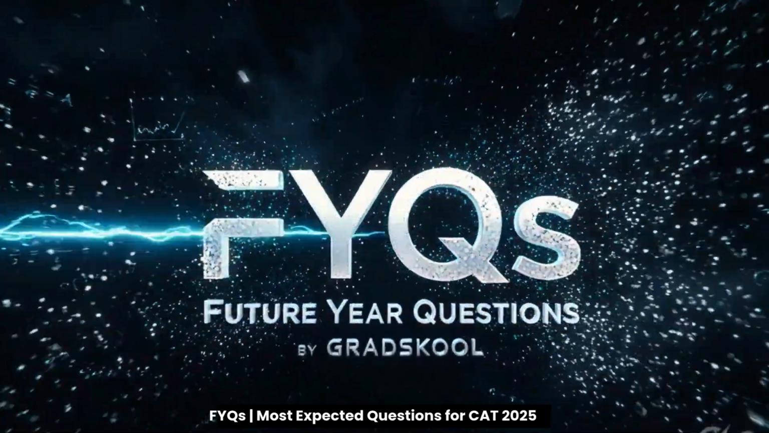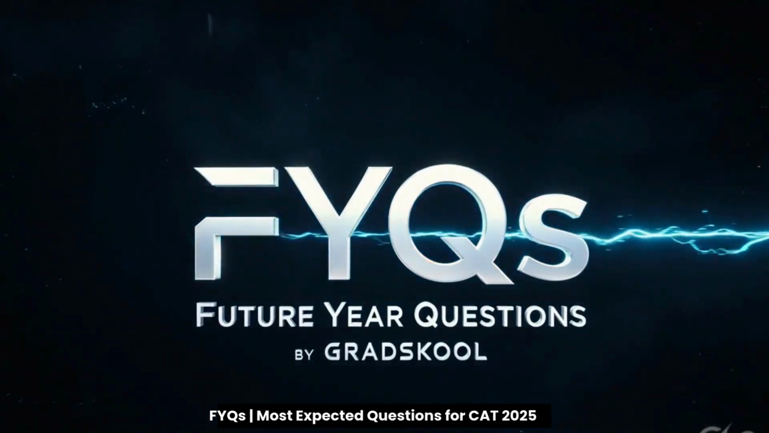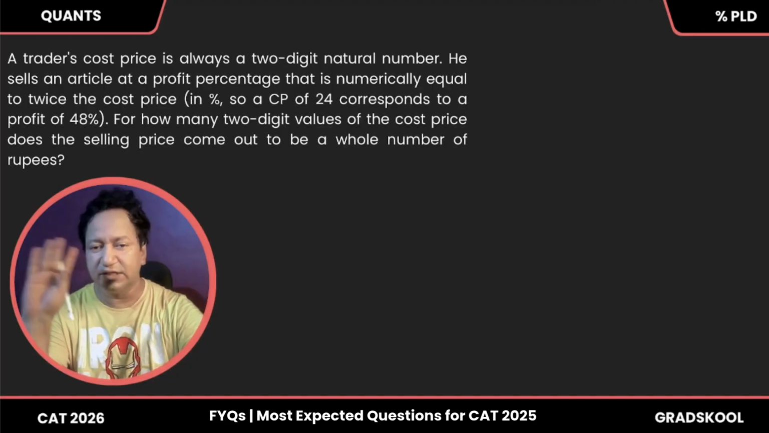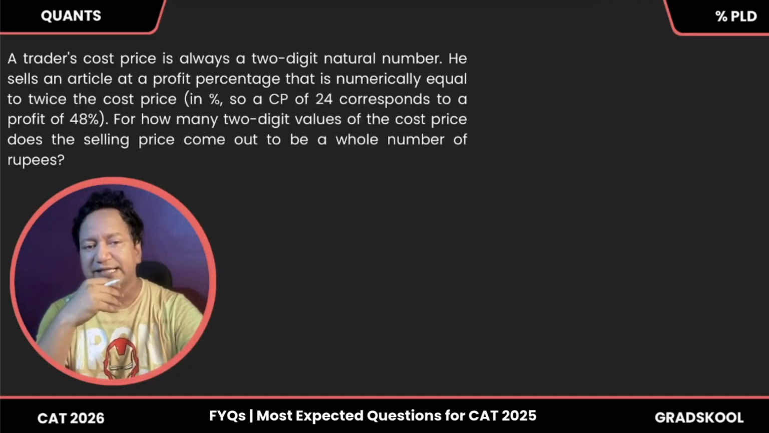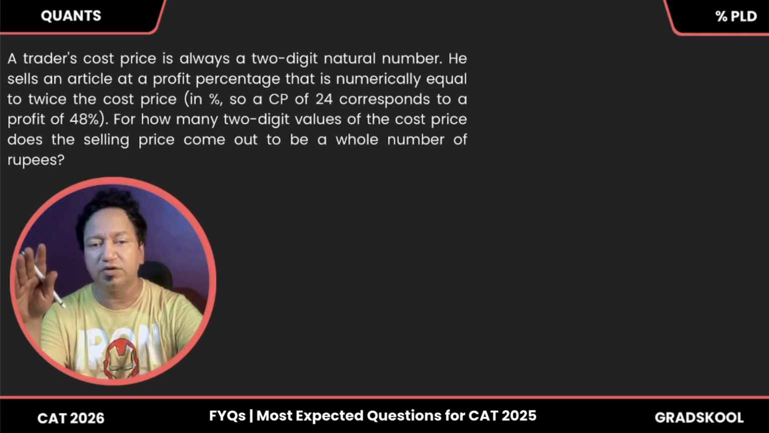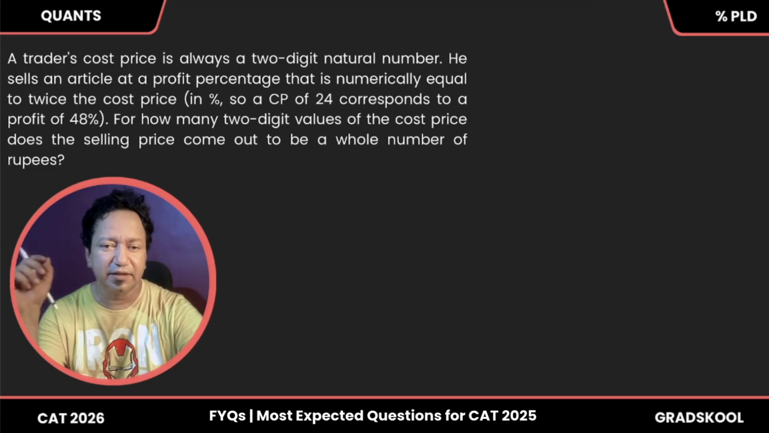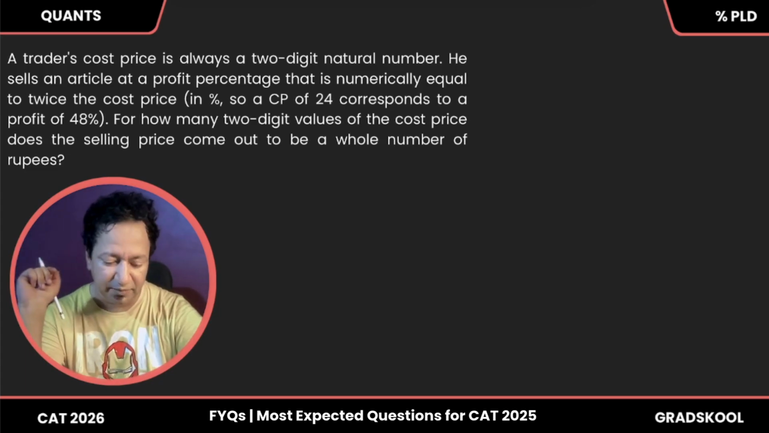Hey there, this can be a difficult question. It says a trader's cost price is always a two-digit natural number. He sells an article at a profit percentage that is numerically equal to twice the cost price in percentage. So a CP of 24 corresponds to a profit of 48%. For how many two-digit values of the cost price does the selling price come out to be a whole number of rupees? It can't be fractional.